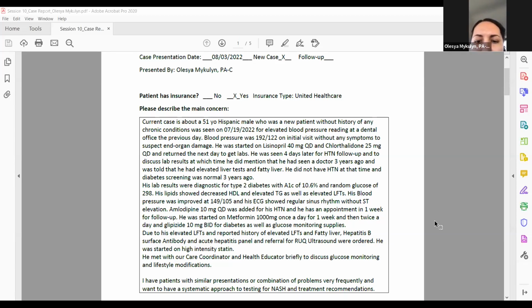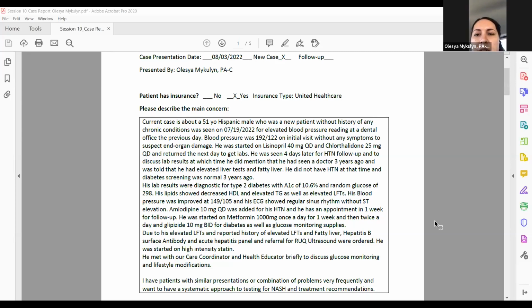At his first visit with me on the 19th of July, his blood pressure was 192 over 122. But he did not have any other symptoms. He did not have any chest pain, didn't have any signs of headaches or any other signs of organ damage. So I did not send him to the emergency room. I started him on lisinopril, 40 milligrams, and chlorthalidone, 25 milligrams. I told him to start taking the chlorthalidone that night.